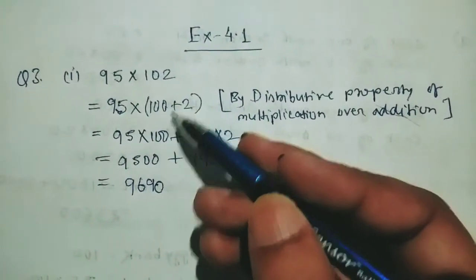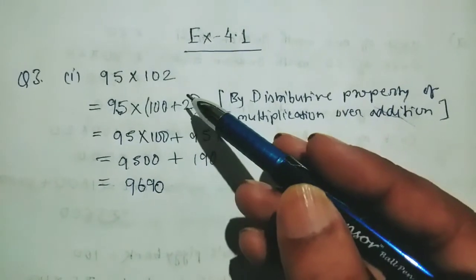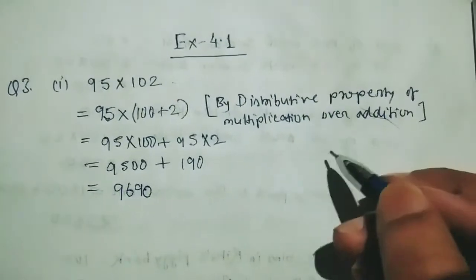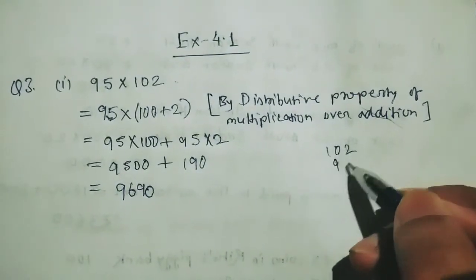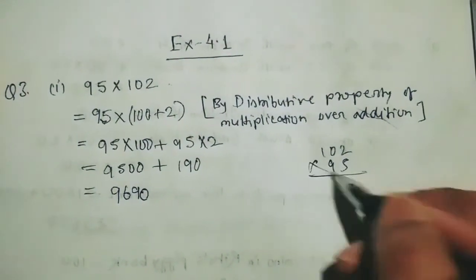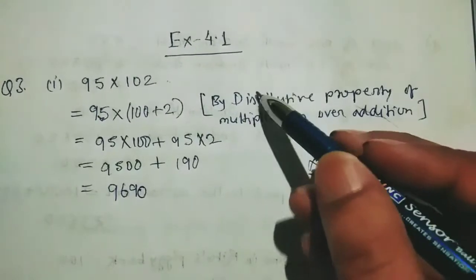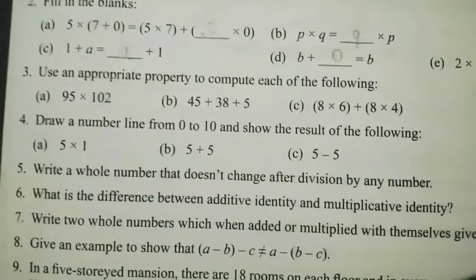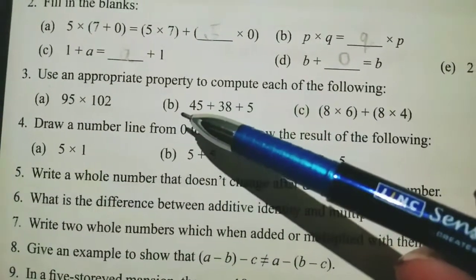See, this is the easy way to solve any multiplication without using the traditional multiplication. So no need to do it like that. You'll use the property to solve this multiplication. Understood now? Now the next question, number 3b.